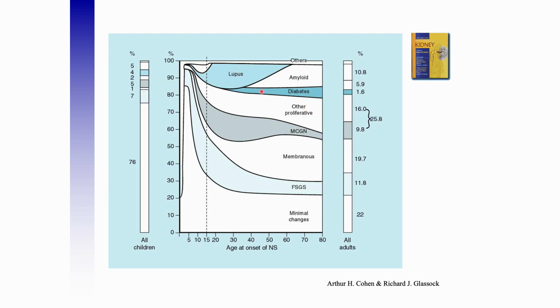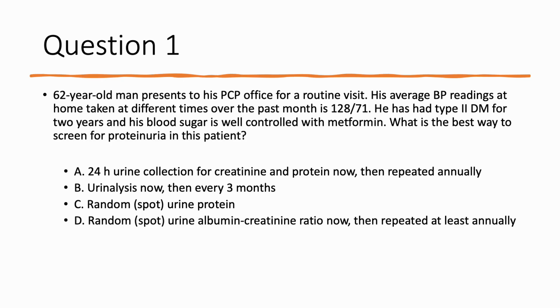Diabetes, more in older people. Amyloidosis, definitely people over 50, okay, more than 60, 70. Lupus, young women, okay, 30s and 40s. After this important introduction, we're ready to start with our cases. I'd like to let you know that I have an article published on glomerular diseases. It's a nice summary and an update, and I'll provide the link below. Let's start with our first question.